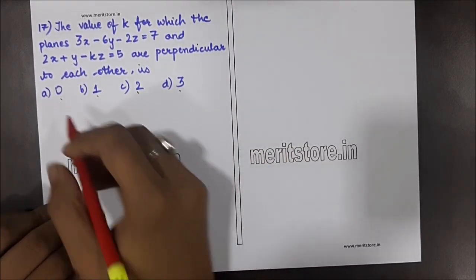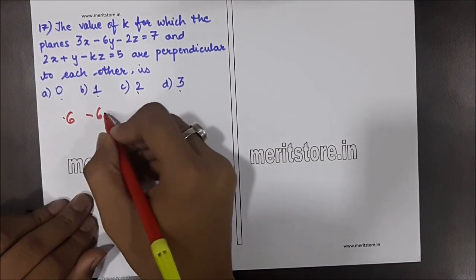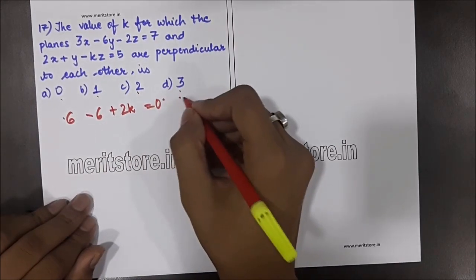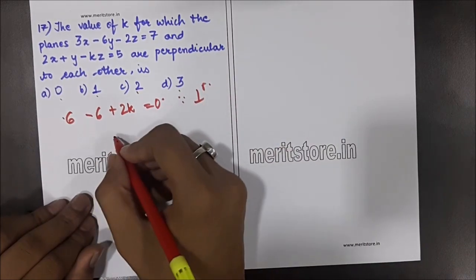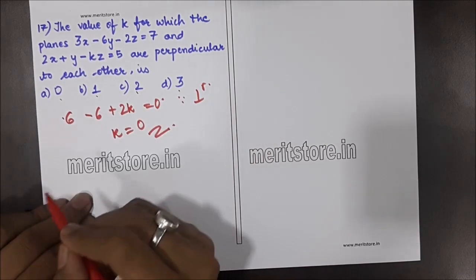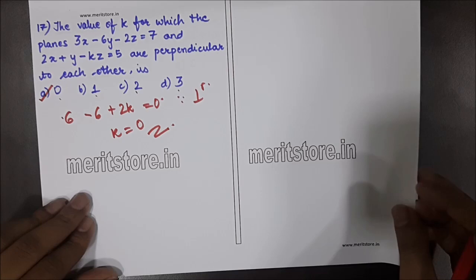So if these planes are perpendicular, simplifying these equations, we would get 6 minus 6 plus 2k is equal to 0 because we're considering them as perpendicular. So further simplifying this, we only get k is equal to 0. So the correct answer is option A. K is equal to 0.